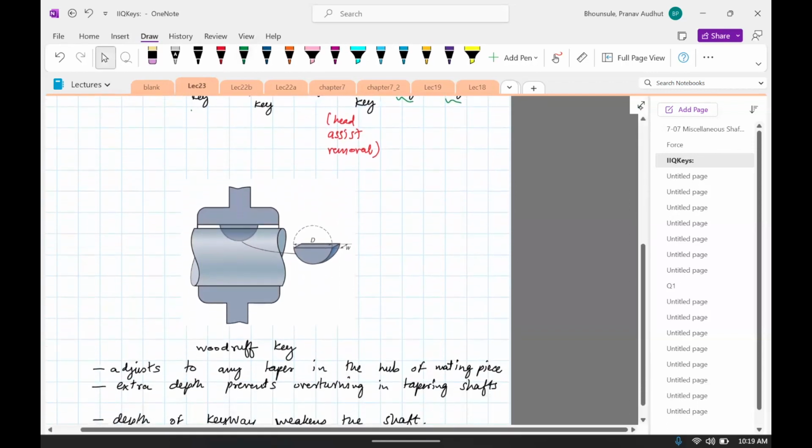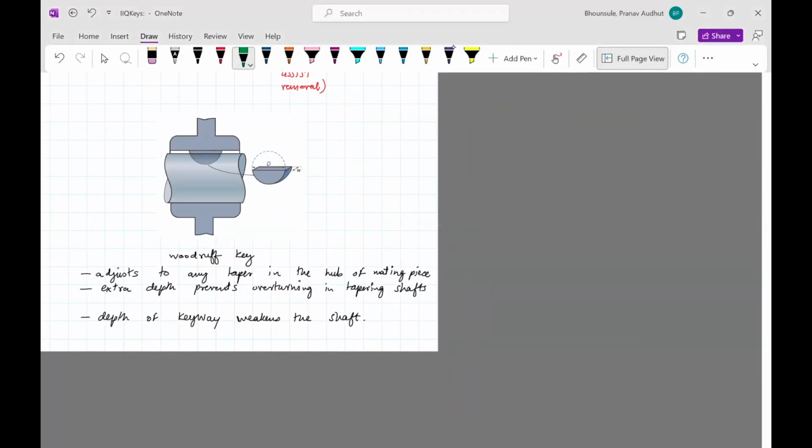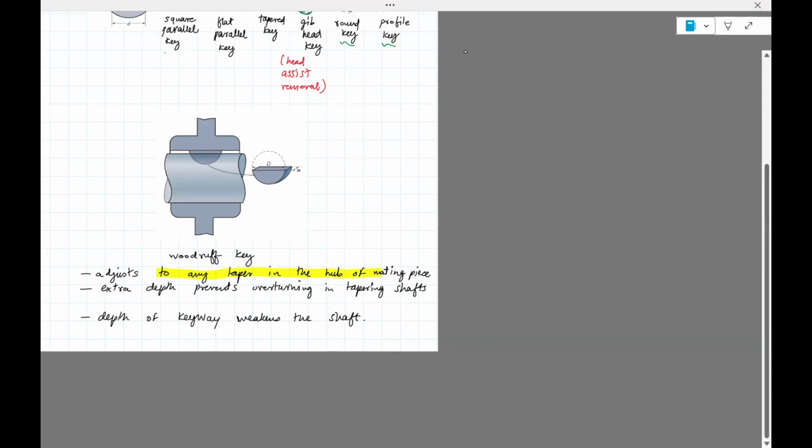Another famous key is the Woodruff key. It is shaped like a semicircle. The advantage of this key is that it adjusts to any taper in the hub, which is good because you don't need high tolerancing on the shaft. It fits. The problem is the depth of the key: you need to cut so much inside the shaft. So the depth of the key weakens the shaft. Change in geometry, stress concentration, high stresses. That's what you don't want. But on the other hand, you don't require so much dimensional tolerancing for this key.